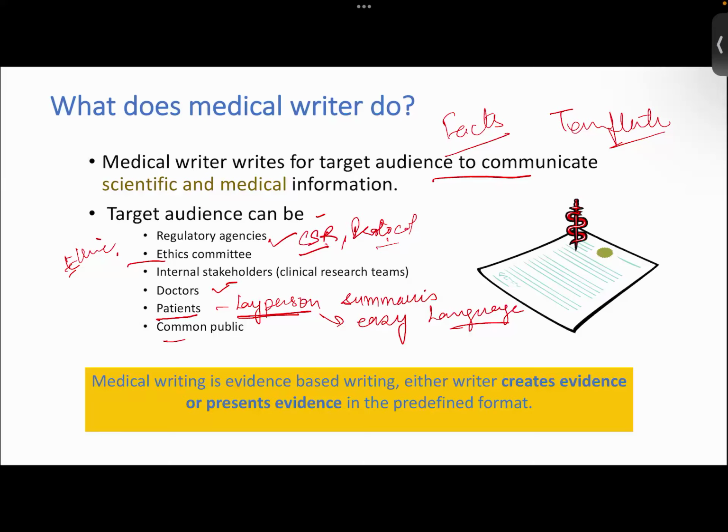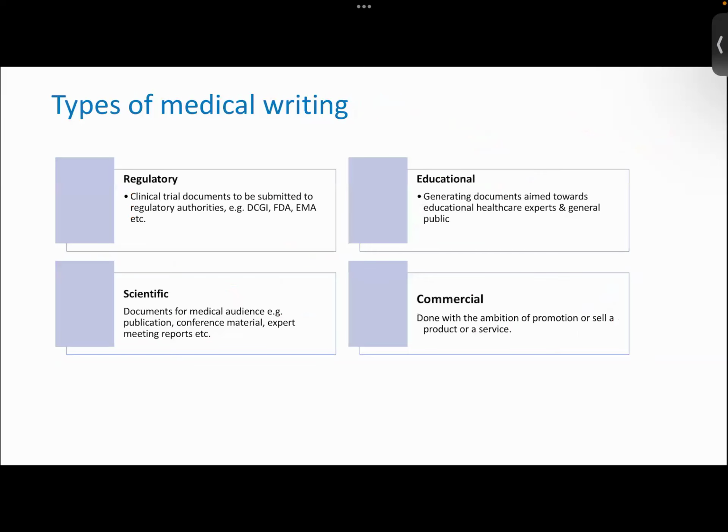You also write documents for the common public. So this is the reason we have a CTT function, clinical trial transparency. You are posting information on public web pages so that anyone or everyone can read it and can understand it. So these are different types of medical writing.